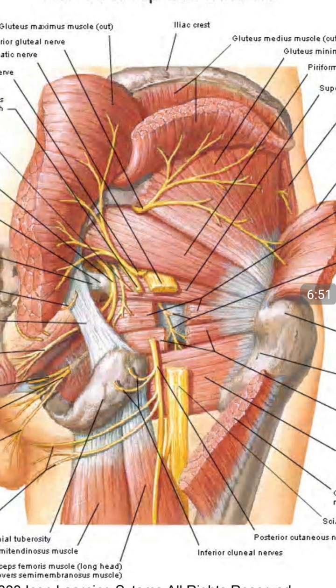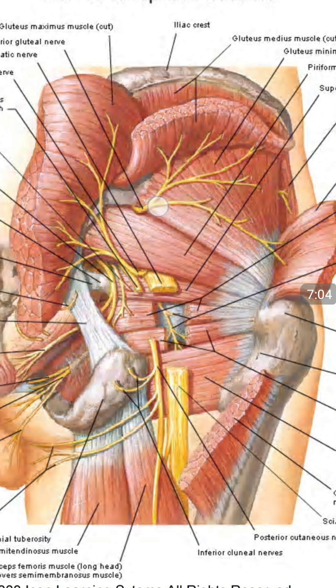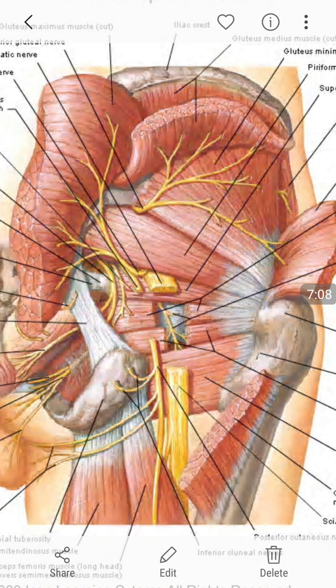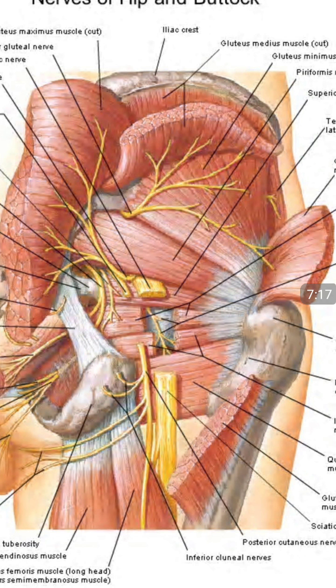When surgeons perform surgery, this muscle is very important to them, because they have an idea that structures come out of the greater sciatic foramen through the superior border or inferior border of this piriformis muscle. So here, most of the time, you can see the superior gluteal nerve.